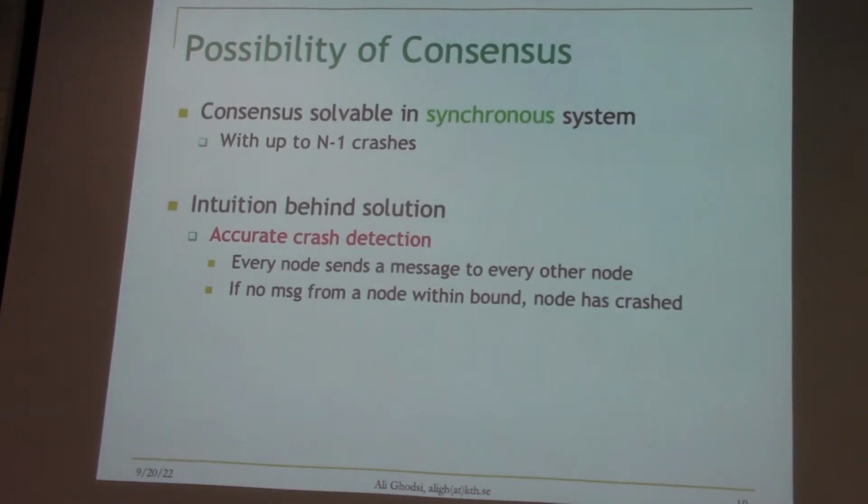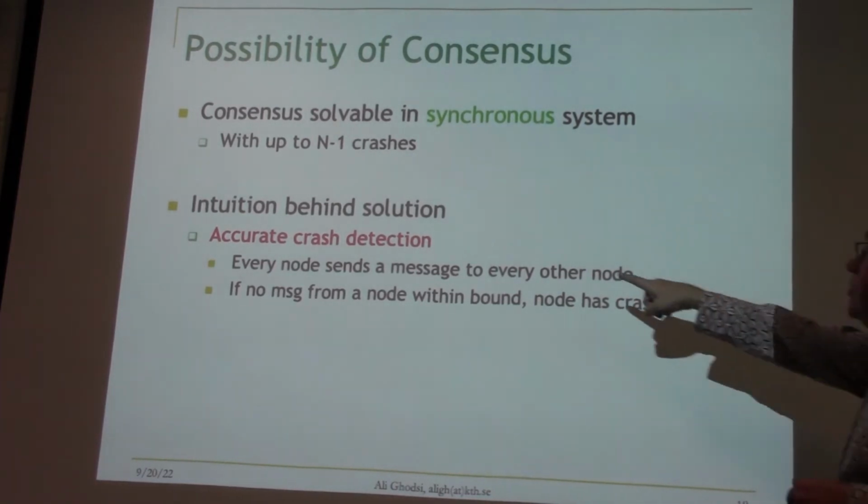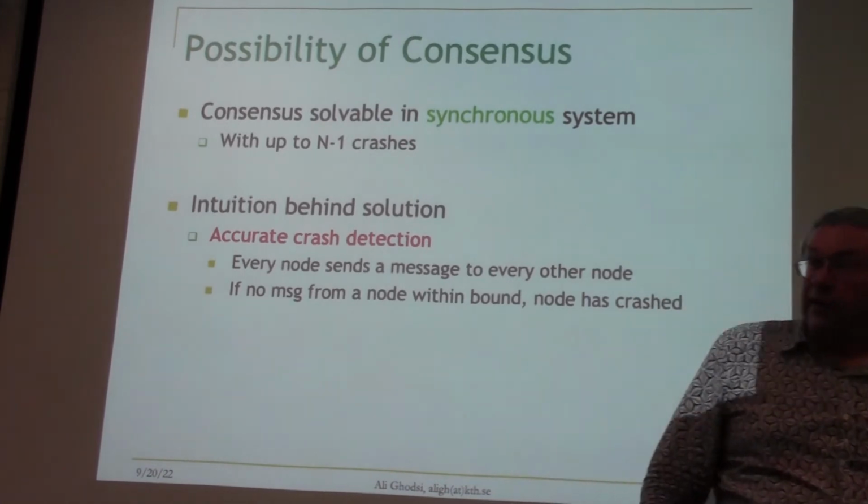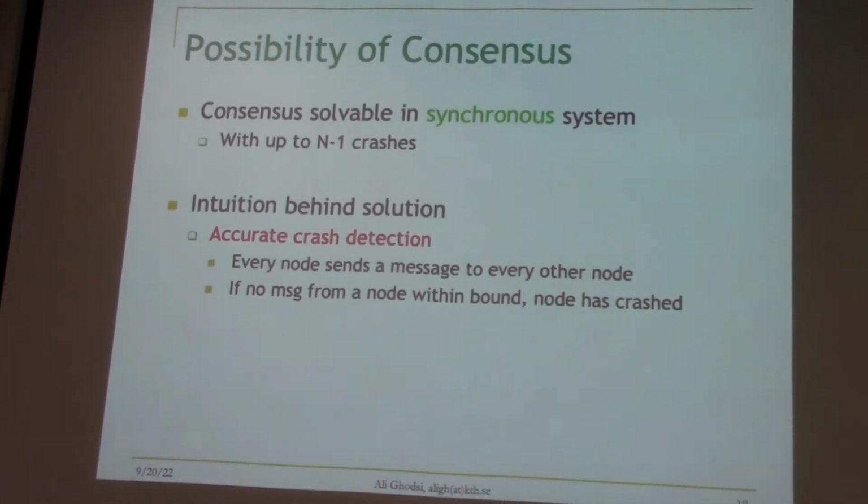But when you want to time out, when you want to do crash detection, you have to wait 500 milliseconds. That means the clock speed of your system is 2 hertz, okay? So your system becomes very slow. So the problem is trying to get fast synchronous systems. That's very hard.